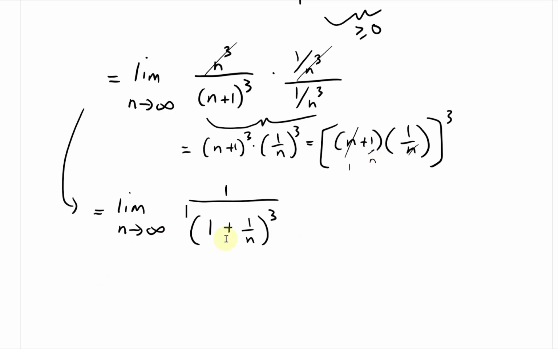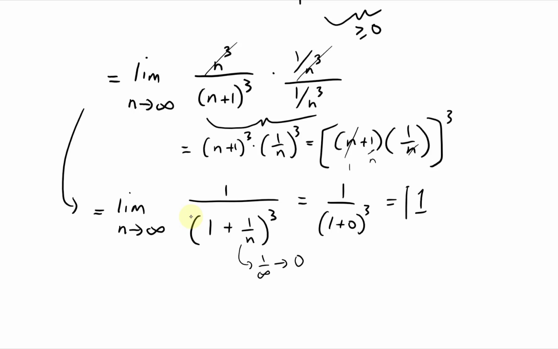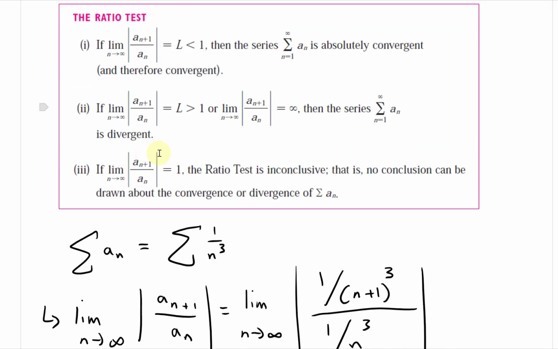Now there's only one n variable, and as n goes to infinity, this part here, 1 over infinity, approaches 0. So in other words, this limit is going to equal 1 divided by 1 plus 0, cubed. That's just 1 cubed, which equals 1. So that is our limit. This equals 1.